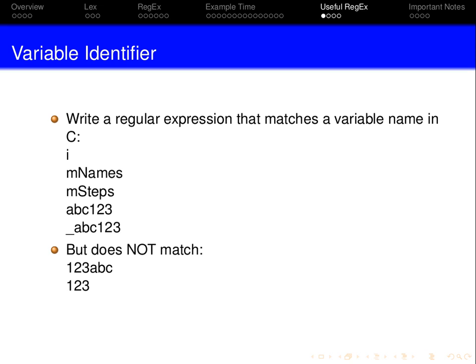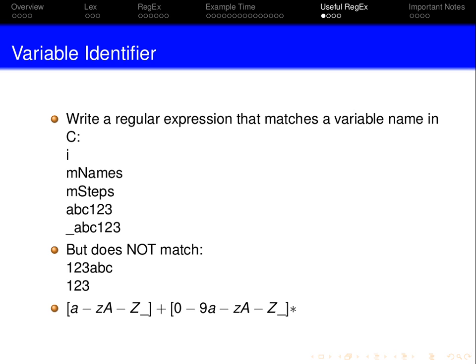Write a regular expression that matches a variable name in C. Hopefully you remember what these are. Single letter. Can't start with a number, but can start with an underscore. So caret and a letter or an underscore, and then letters, numbers, and underscores, any number of them, so 0 or more. So there you go. There's our first useful one. You can now parse an identifier or a variable name inside C++ with that regular expression.